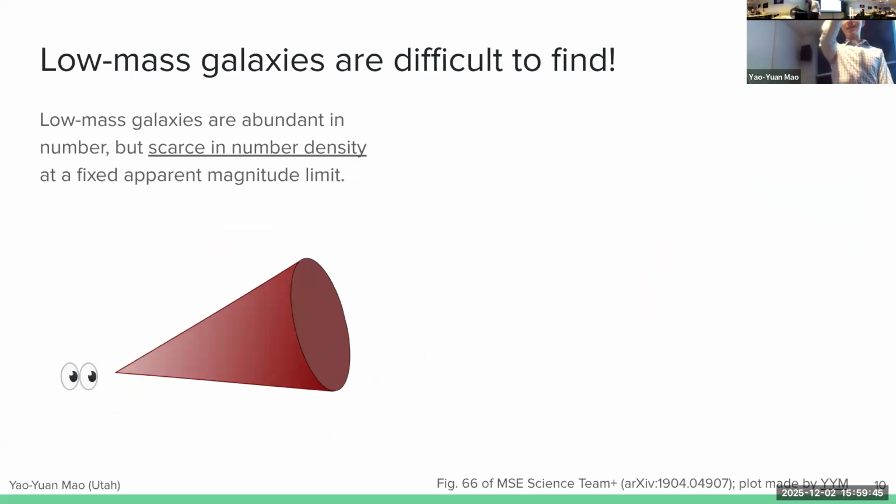Even if you think about the mass function, there should be a lot of low mass galaxies. But the thing is, if they're further away, then you cannot see them. So you can only see close-by low mass galaxies. That means the number density of low mass galaxies is actually low if you consider all the volume that you are looking at. So let me explain. If you're only taking one thing away from my talk, this is probably the thing I think is most interesting.